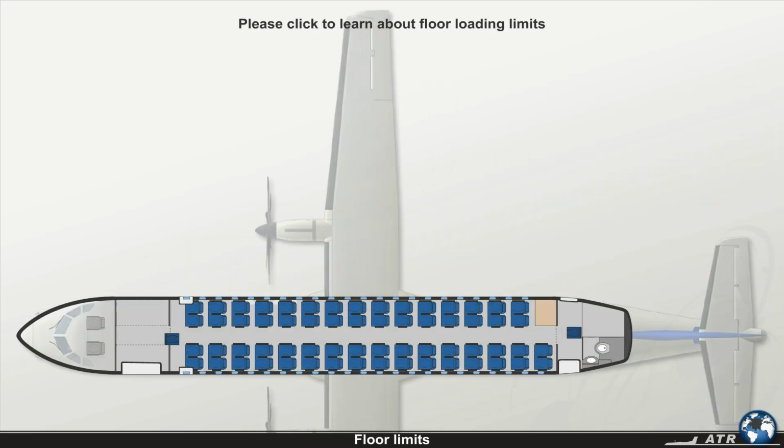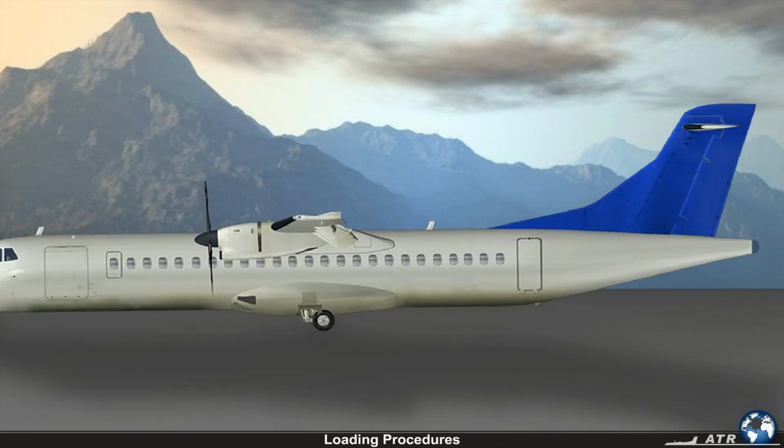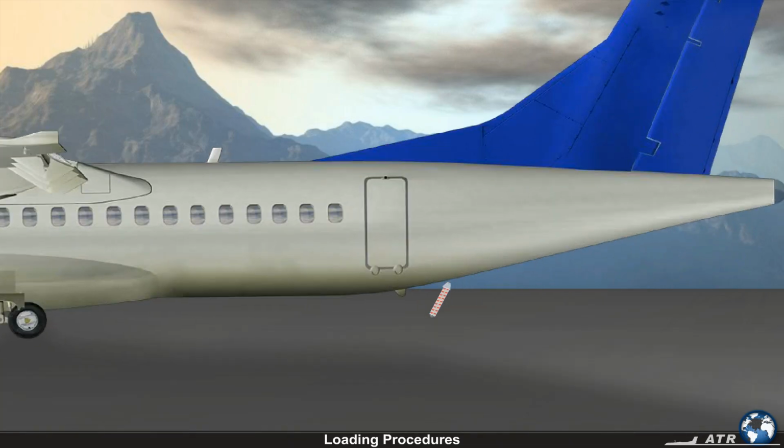Let's see the airplane floor loading limits. Click on the highlighted areas to learn more about them. The tail prop must be installed before loading or offloading the aircraft. This is to avoid a tail strike or possible damage to the aircraft.